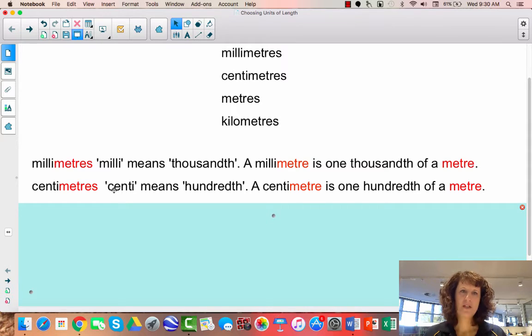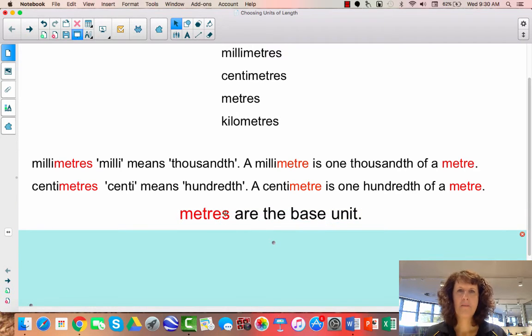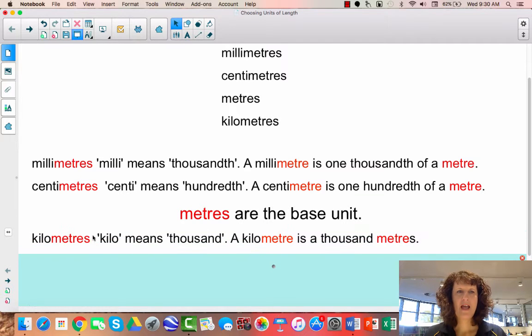Centimetres. Well, centi means hundredth, so hopefully you can work out that a centimetre is 100th of a metre. Pretty obvious. Metres are the base unit. Again, I'm sure you've worked that out by now. And kilometres, well, kilo means 1,000, so a kilometre is 1,000 metres. And hopefully you knew that as well.